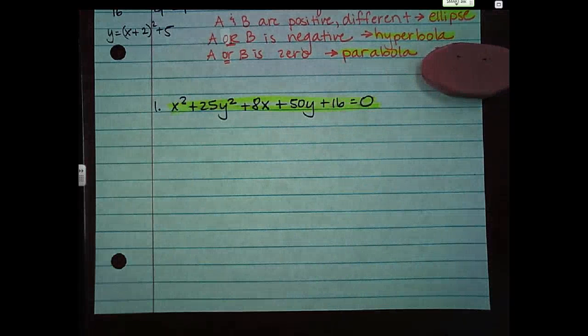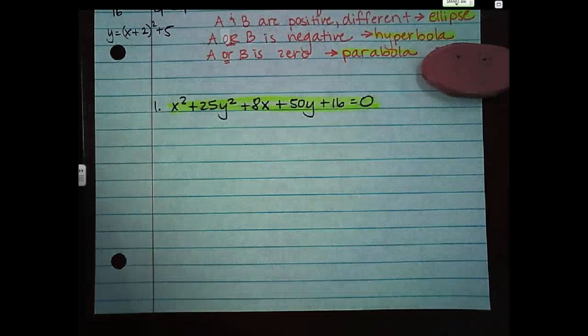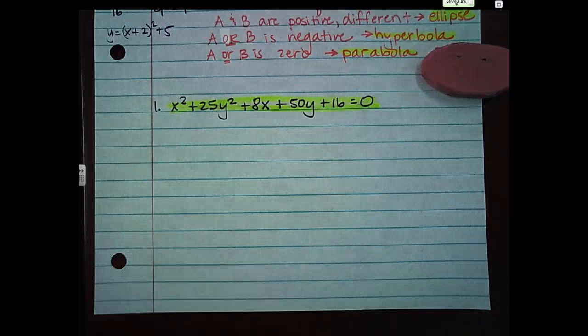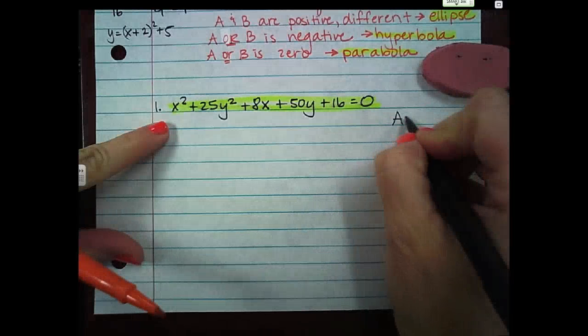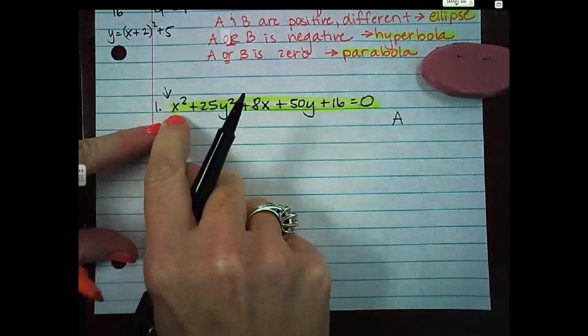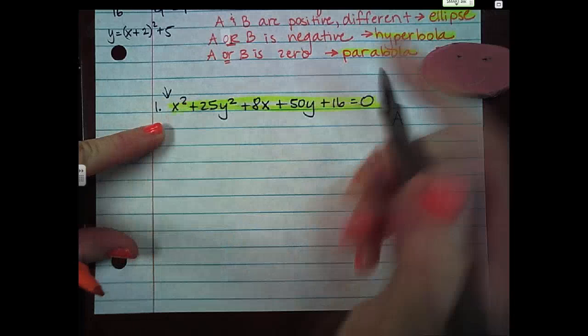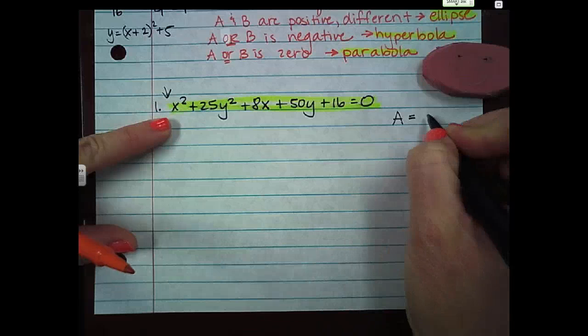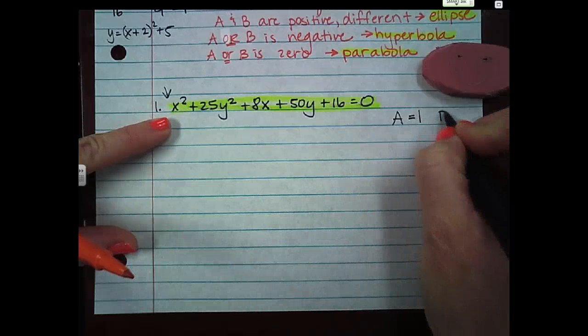Remember, you can tell what kind of conic it is just by looking at it in this form. Okay? All you have to ask yourself is what's A, in other words, the number in front of x squared, and what's B, the number in front of y squared. So A in this case would be right here in front of x squared, which is what value? What value is A, guys? 1. And then B, what value is B?